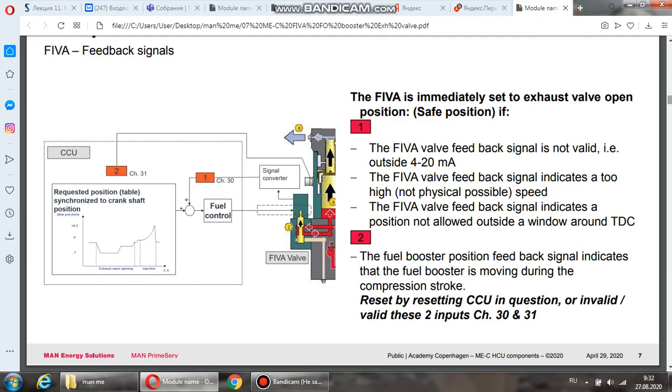So you can change the pilot valve, you can change the FIVA, including the feedback sensor, or you can change the entire unit yourselves on board.